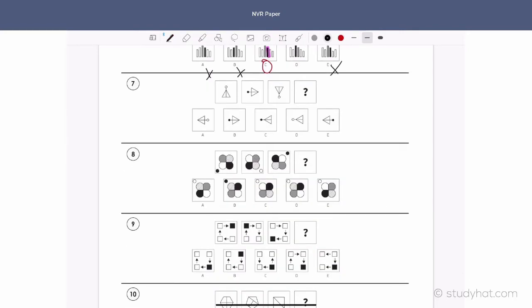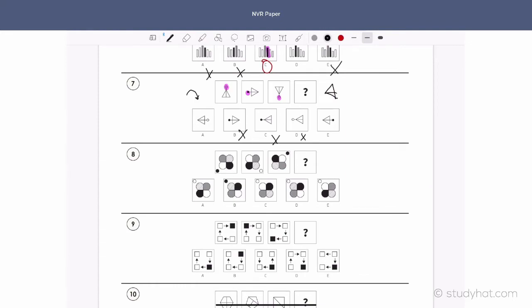Number 7. What's happening to our triangle? It's being rotated 90 degrees clockwise, which means we're going to expect it here to be like this. Okay, we can get rid of this one. The circle is moving, right? Because here it is at the top and here it's at the bottom, then it's at the top. So we're going to expect it again to be at the bottom. So we can get rid of the ones where it's at the top.